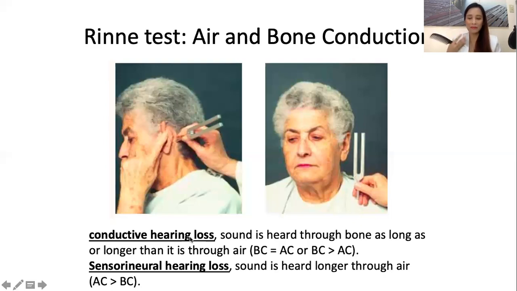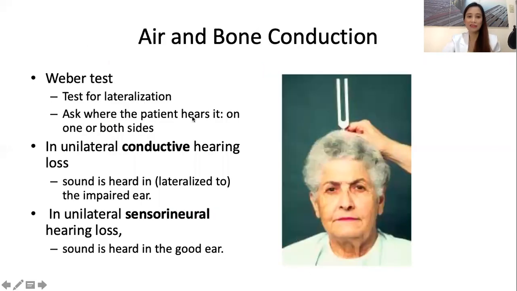So I hope you can imagine that. So if it's conductive hearing loss, the bone conduction is longer than or equal to the air conduction. So when you move your tuning fork over here, if the patient can no longer hear it, meaning this area will be the one that's the problem, that's your conductive hearing loss. Otherwise, it's your sensorineural hearing loss. And then you correlate it with your Weber test.